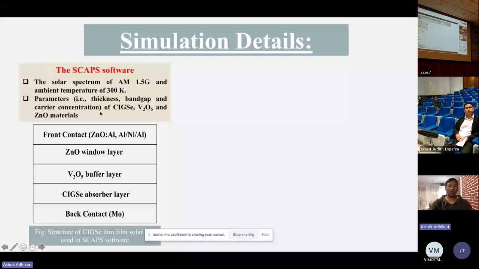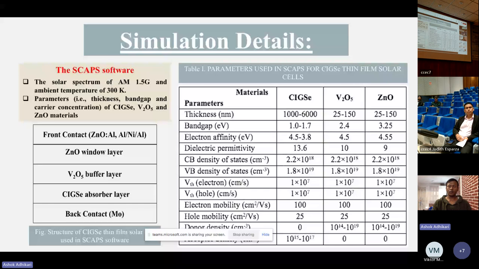The structure we are applying in our work is shown in the figure, which includes the back contact, CIGS absorber layer, V2O5 layer, zinc oxide window layer, and front contact. On the right side, we have included the parameters used while doing the simulations. These parameters are mainly taken from our previous published research work. So this one is the same design, and the only difference is the V2O5 parameters.